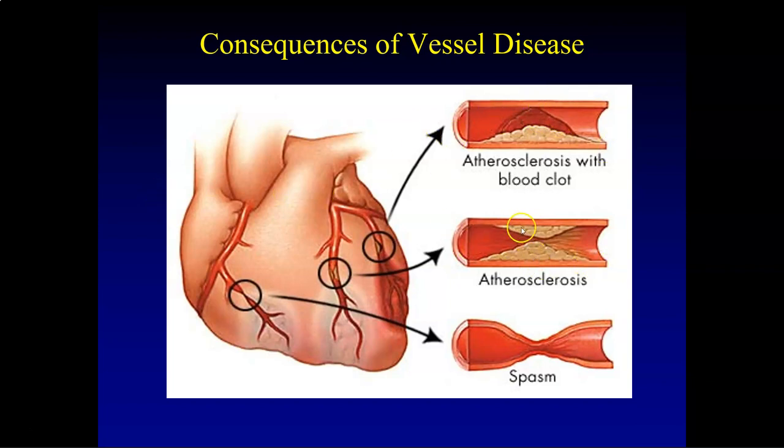Second one down here, we see atherosclerotic buildup on both sides or all around the vessel, circumferential. And then lastly, and this one's actually pretty dangerous, also known as Prinzmetal angina, it's going to be a spasm of the coronary artery. It's dangerous in the sense that you have to figure out what's causing it, and more often than not, we actually don't figure it out.